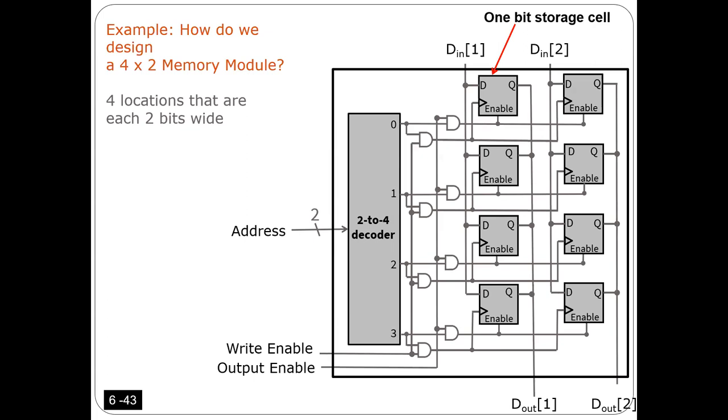Okay, so the next one, I'm going to give you some basic idea about it. Now I want to go inside the memory and see how it looks from inside. So this is a memory. You can see the memory here has an address, and it has write enable and output enable. If you want to write, I have to put one here and zero here. If you want to read, you have to put one here and zero here.